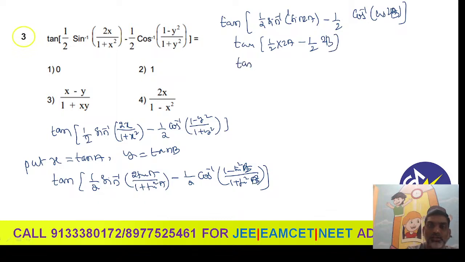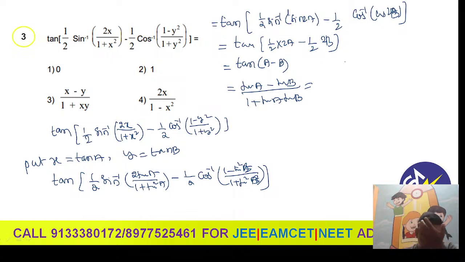Finally what we are getting? We are getting tan of A minus B. So what is tan of A minus B? Tan of A minus B is tan A minus tan B divided by 1 plus tan A into tan B. So what is tan A? We have taken tan A equal to x, so it is x minus y divided by 1 plus xy. This is the final answer. Question number 3, option number 3. This is the answer for question number 3. Right?